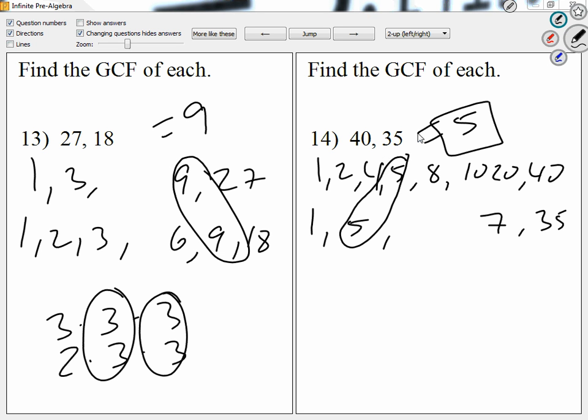If you do prime factorization, 40 is 2 times 2 times 2 times 5, and 35 is 5 times 7. So we can see that the greatest common factor is 5.